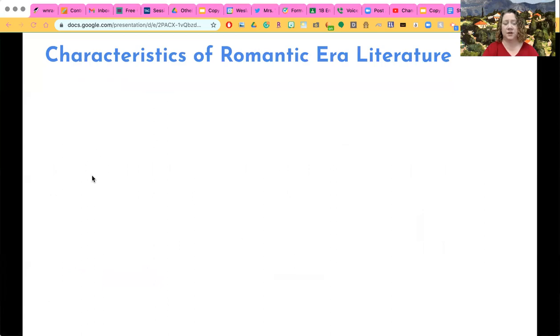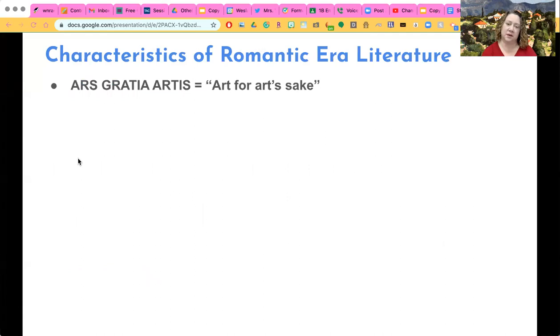The last characteristic that I have of Romantic era literature is probably what I would say is the bottom line to remember about the Romantic period. And that is ars gratia artis, art for art's sake. People weren't writing or creating art to make a point as much as they were doing it because art is beautiful. Art for art's sake is the concept there.